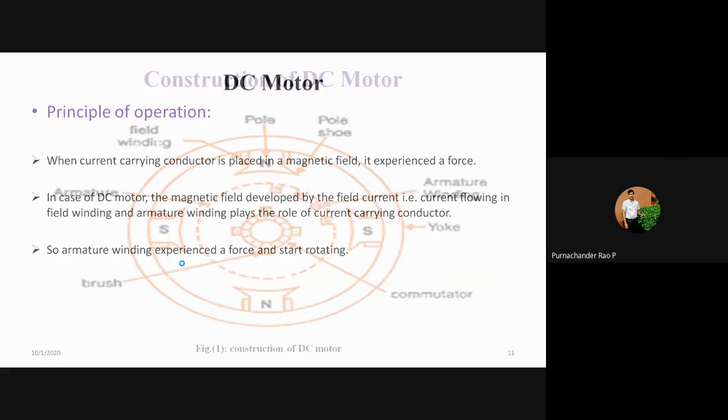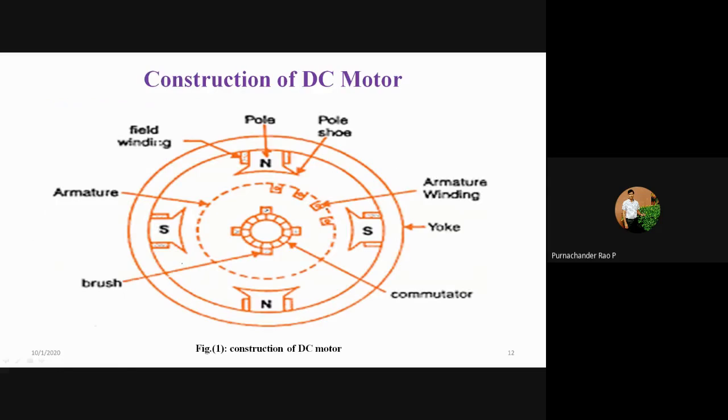Okay, and this is the construction of a DC motor. So it is similar to your DC generator. Again, it consists of a stator and the rotor. So this complete outer part is called the stator, and this inner part is called the rotor.